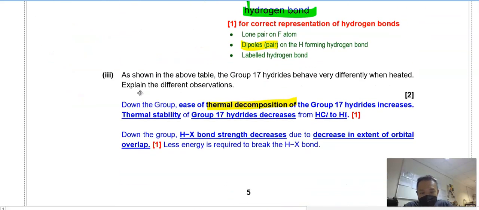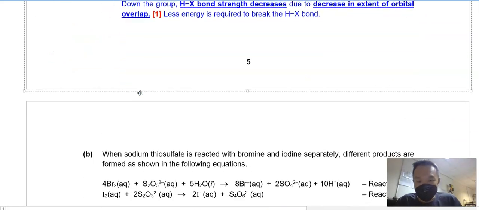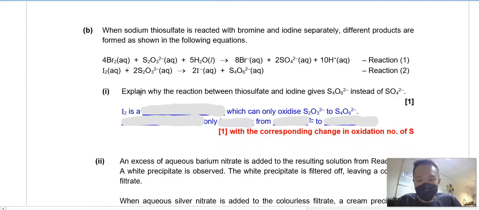Okay, this is done. Let's move on to part B then. Now in part B, we have sodium thiosulfate. If you know, thiosulfate is S2O3 2-. And then it is reacting with bromine and iodine. So what's the role of bromine and iodine?